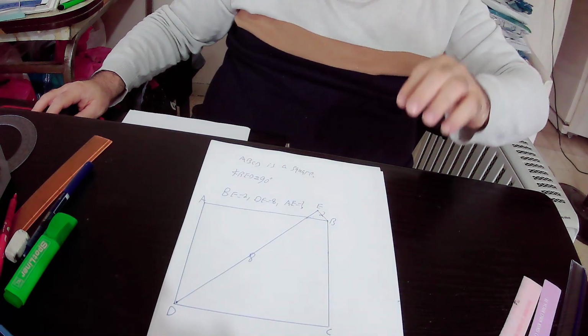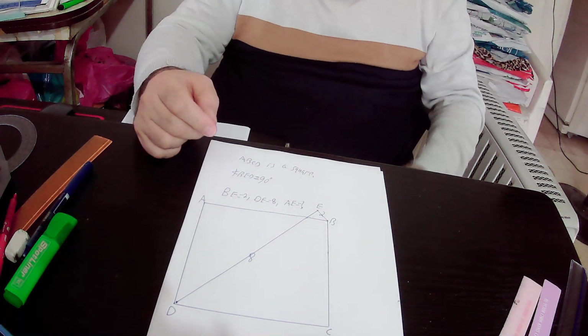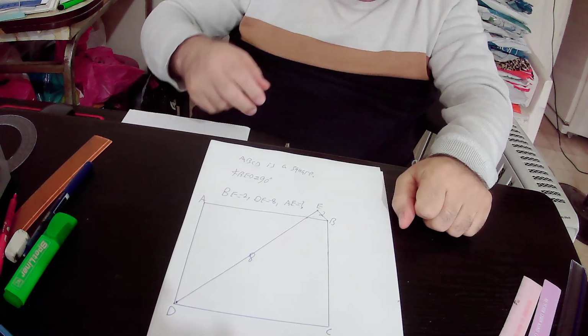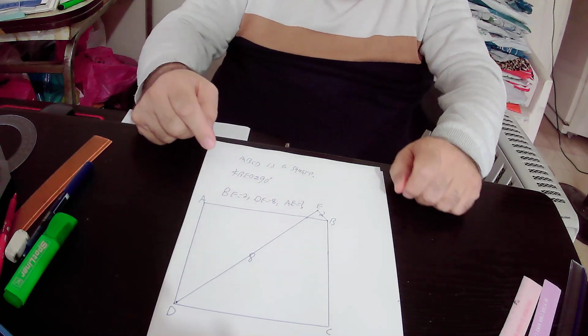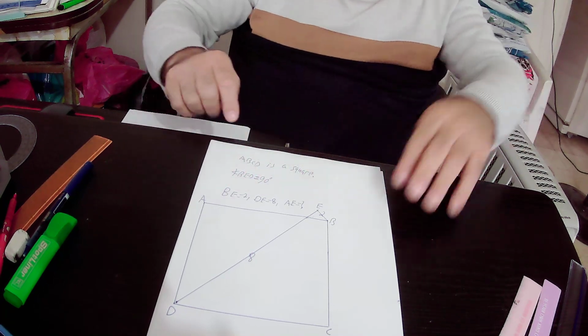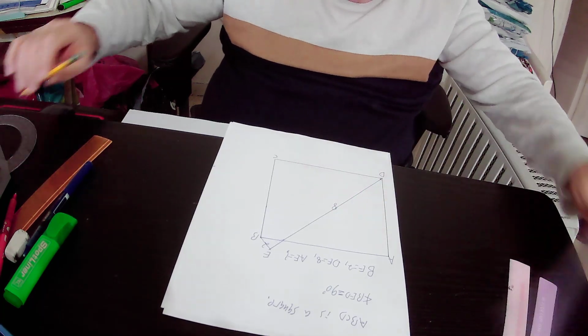Hello, in this lecture we will find the size of line segment AE. In the drawing we have square ABCD. We know that the size of AB is 2 units and the size of line segment DE is 8 units, and we want to find out the size of line segment AE.